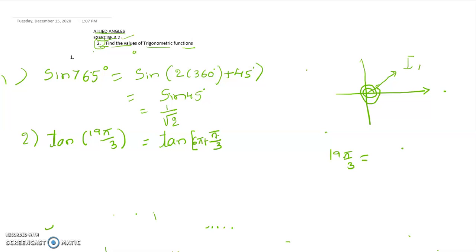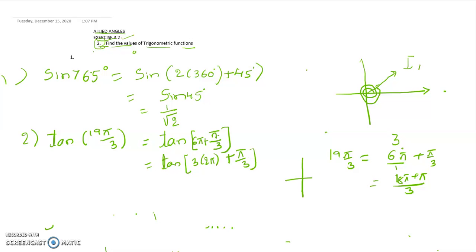19 pi by 3 is equal to 6 pi plus pi by 3. The denominator is 1, 3 is the LCM, 6 3s are 18 pi plus pi. Thus I wrote 19 pi by 3 as 6 pi plus pi by 3. What is the meaning of 6 pi? It is 3 complete revolutions, because one revolution is 2 pi radians, plus I have pi by 3. What is the meaning of this? 1 rotation, 2 rotation, 3 rotation. After that it is in the first quadrant. So I have to just write it as tan pi by 3.